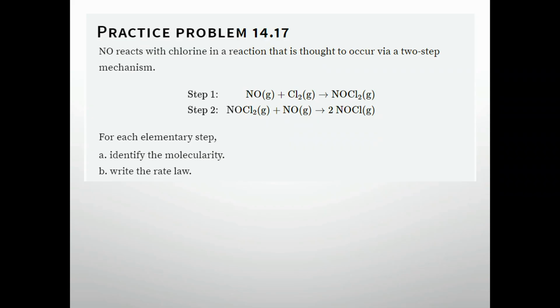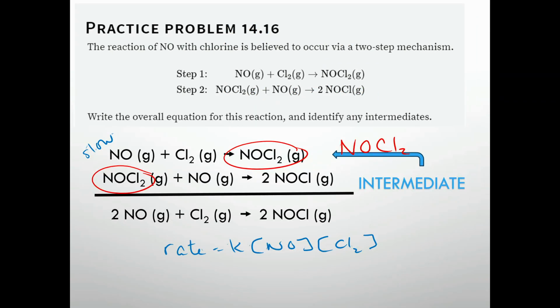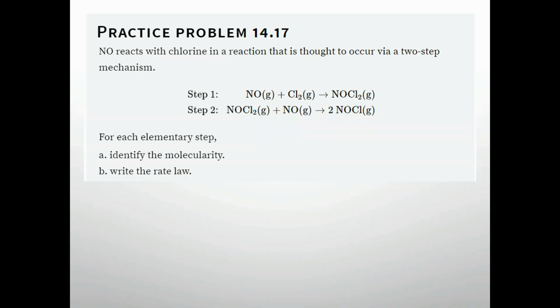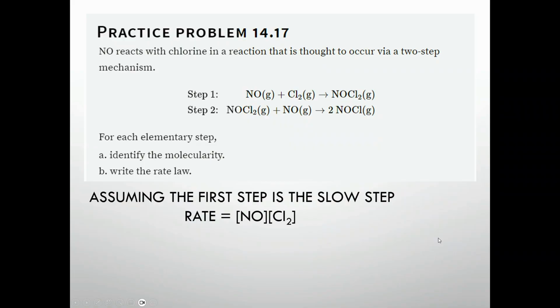Okay, so what is the molecularity? Well, we just wrote the rate law. The rate law is NO times Cl2. That means two molecules are banging together. So assuming the first step is the slow step, then it's second order or bimolecular. Remember, the order and the molecularity mean exactly the same thing.